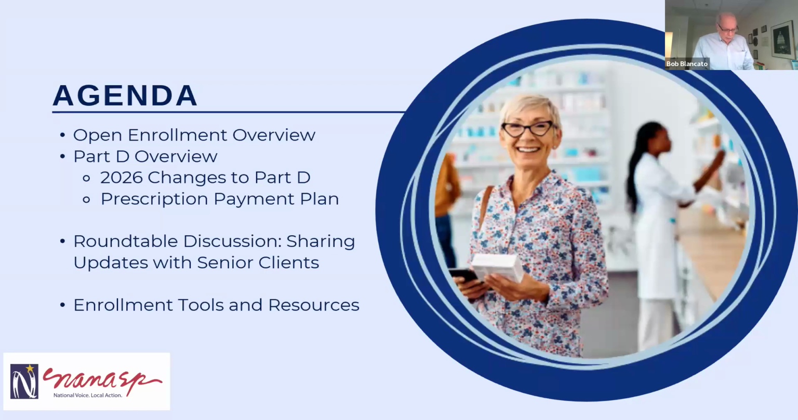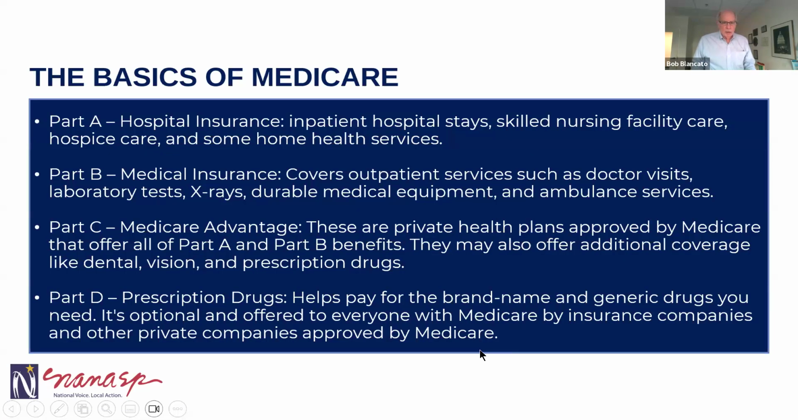And then let me go now to the basics of Medicare, or what we call the alphabet soup of Medicare. First of all, Medicare Part A is the hospital insurance inpatient program for paying inpatient hospital stays, skilled nursing home care, hospice care, and some home health services. Medicare Part B is the medical insurance side, which covers outpatient services such as doctor visits, laboratory tests, x-rays, durable medical equipment, and ambulance services.